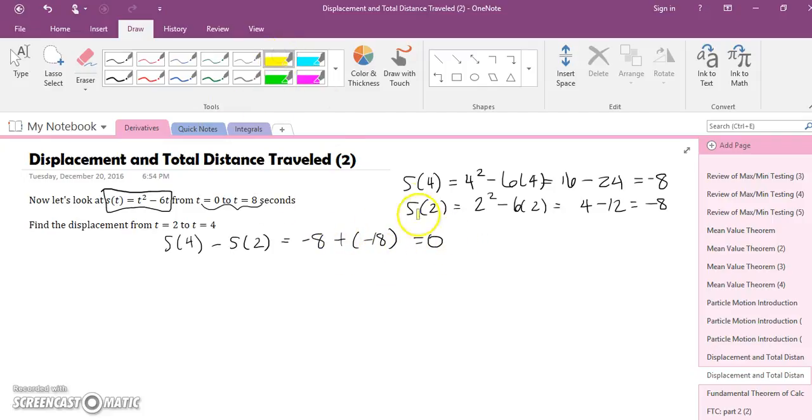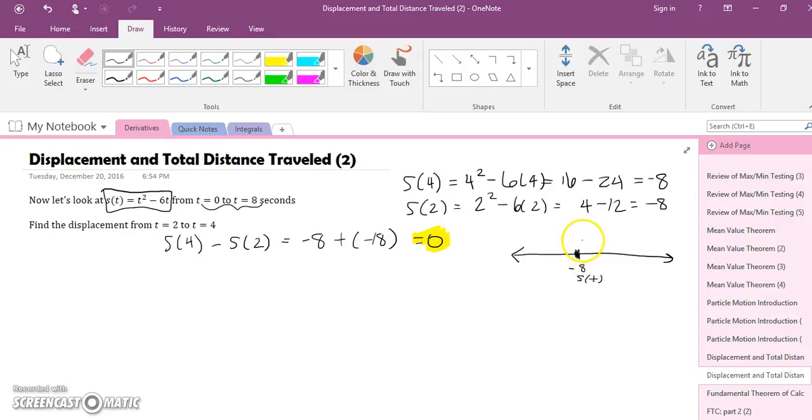Now, that doesn't mean that the particle didn't move at all. It just means the displacement, the change from the beginning to the end, is 0. Because at 2 seconds on my x-axis, I'm at negative 8. That's my position. That's an S for S of t. My position is at negative 8. And at 4 seconds, I'm at negative 8 again. So this particle did stuff between 2 and 4, but it ended up where it started.